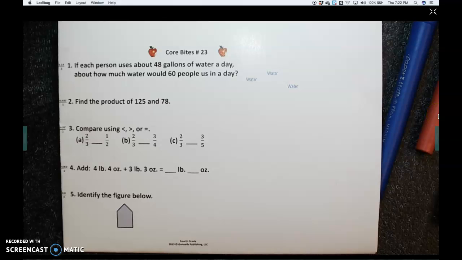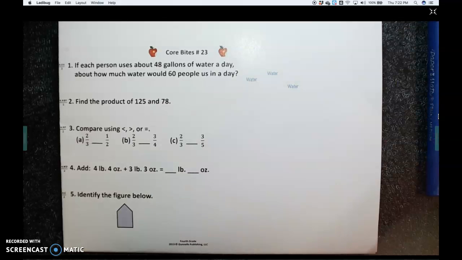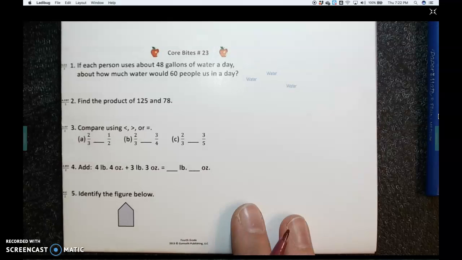All right, everybody, here is your core bites number 23. So make sure you make your corrections to your paper and make sure if you have questions, let us know.